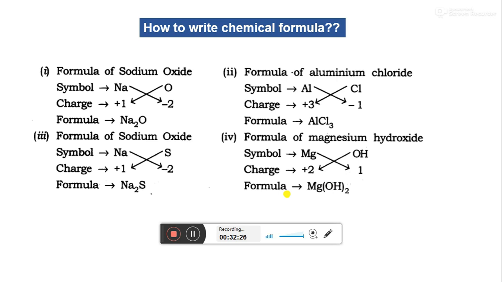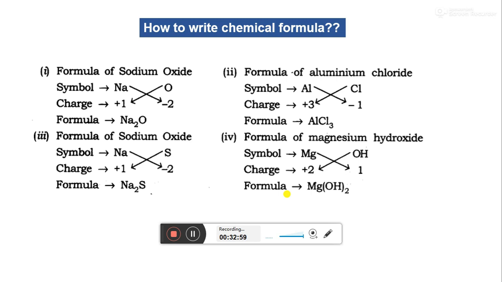First of all, you need to remember the first 20 elements. Secondly, you need to remember the symbol of each and every element. I have discussed earlier in these PPTs. First of all, you have to remember all the elements I have discussed with you. Then you have to remember the symbols of the elements. Third point is to remember the charges of the elements.